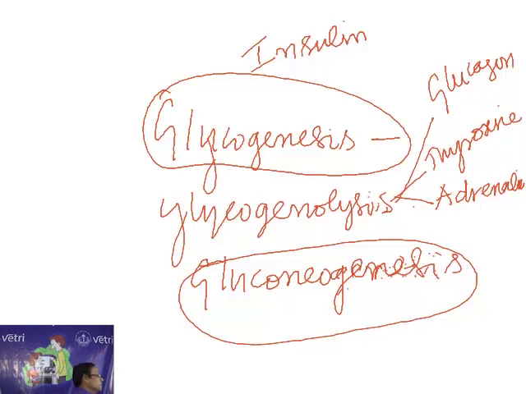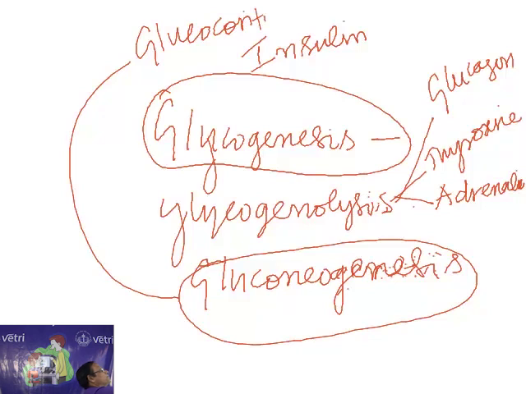Now this is brought about by hormones called glucocorticoids. So these are the three events under the control of hormones to maintain the blood sugar level: the formation of glycogen, the breakdown of glycogen, or the formation of glucose from non-carbohydrate substances like fats and amino acids. All these events are brought about by five different hormones, and only one hormone works against the remaining four. The one which decreases the blood sugar level is insulin.